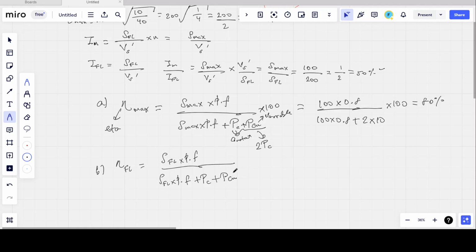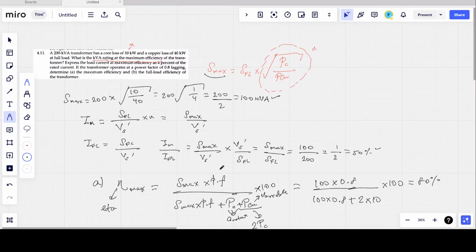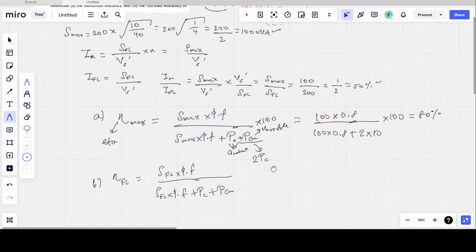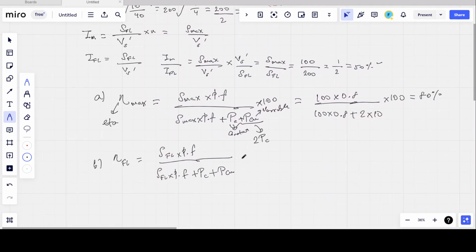Okay, now S full load is the rated apparent power. In this case, we were given 200, right? So this is 200. And the power factor was given to us as 0.8, right? So this is 0.8. I'll just multiply this by 100 so that we get it in percentage. So then I have 200 multiplied by my 0.8, which is the power factor, and I'll repeat the same thing, 200 times 0.8.